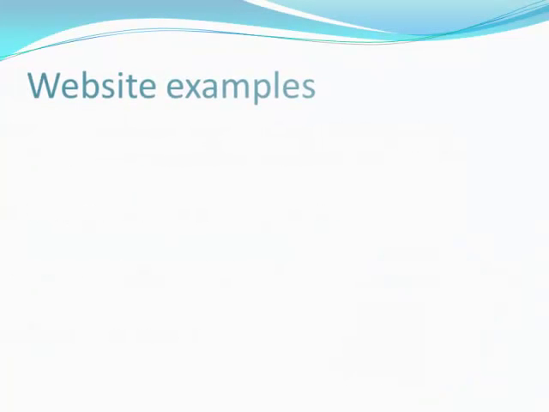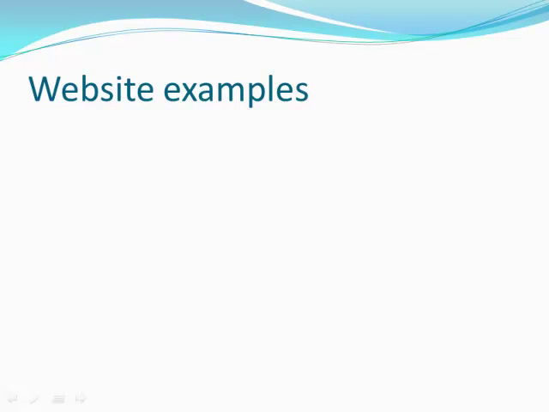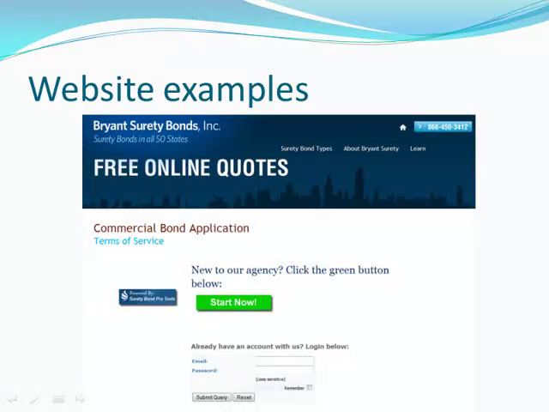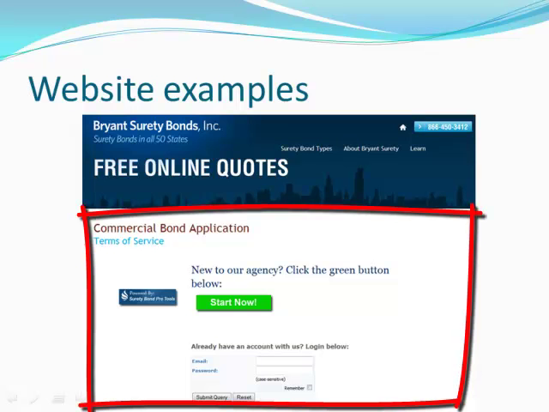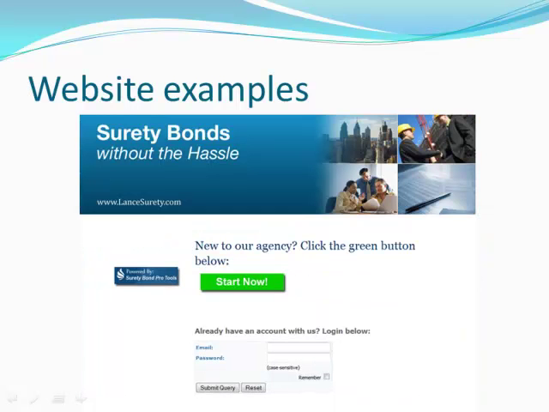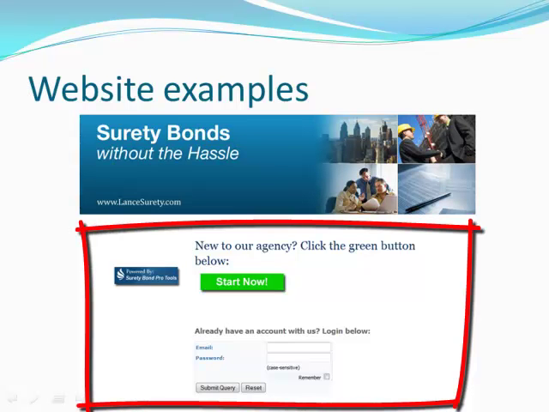Let's take a look at some example screenshots of agencies currently using Surety Bond Pro Tools. As you can see, our software is blended right into their site as if it were designed for it. This area is Surety Bond Pro Tools. Everything else is the agency's standard website template. Here's another agency's website that is using it. And once again, here is our software.